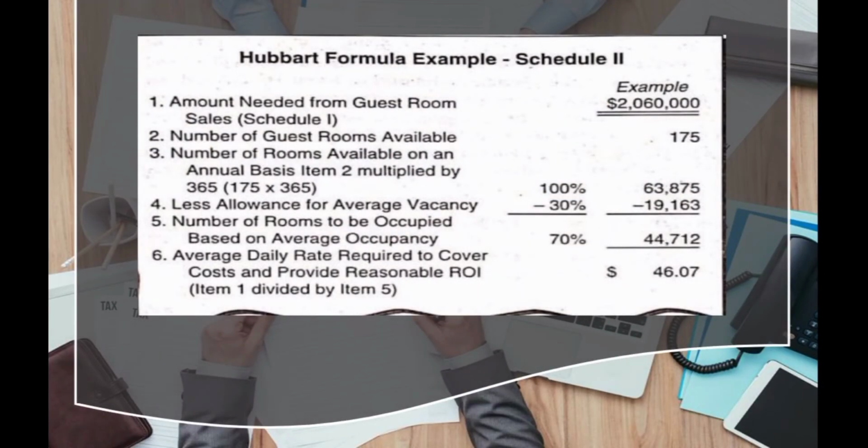For Schedule 2 of the Hubbard formula, we have the amount needed from guest room sales, which is from Schedule 1, $2,060,000. After this, a determination is made of the number of rooms available for rental for a year, which is from number 2 and number 3. From this total, there is deducted an estimated percentage for average total vacancies, which is in number 4.